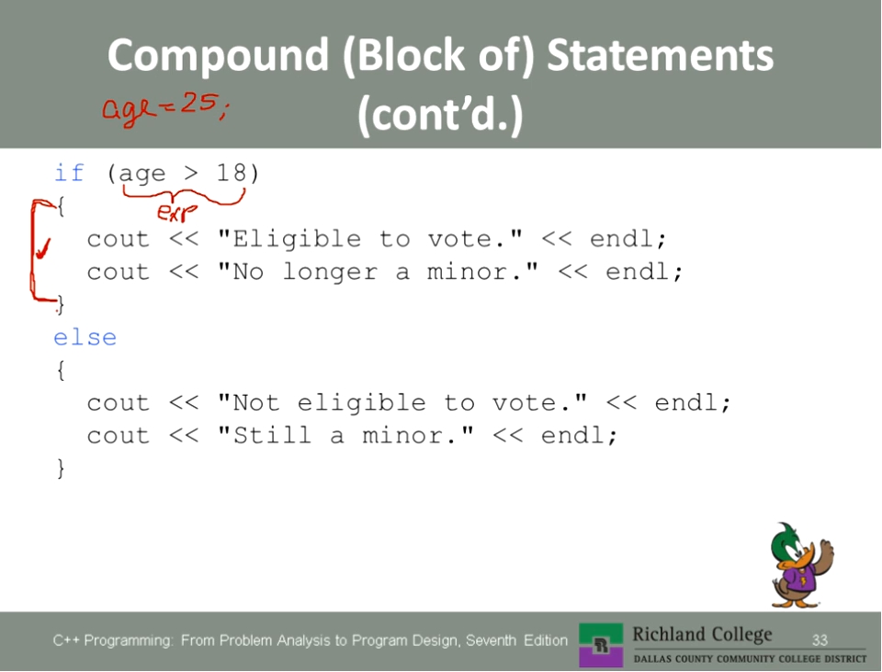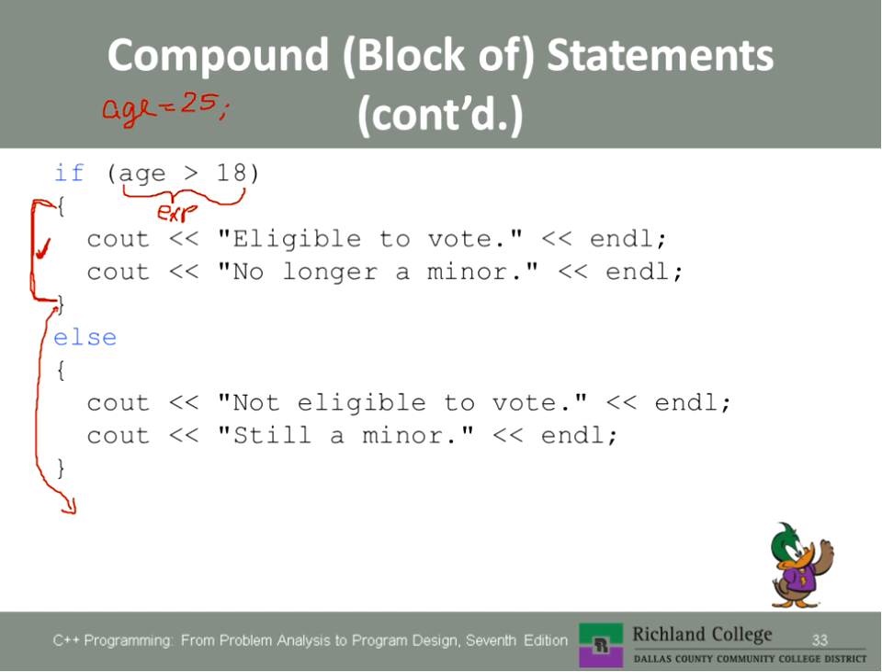Okay? So what happens when we get to this point? When we say eligible to vote, no longer a minor. Okay? When we reach this block right here, what we do is we jump after the else statement. We do not execute anything in the else statement.